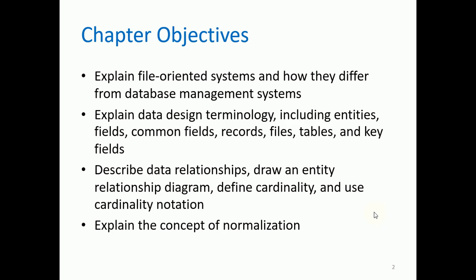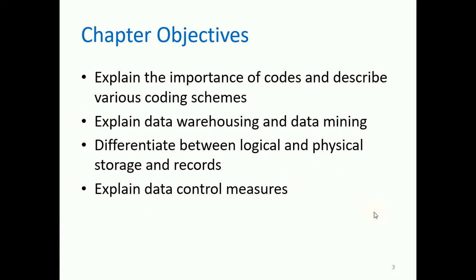The chapter objectives: explain file-oriented systems and how they differ from database management systems; explain data design terminology, including entities, fields, common fields, records, files, tables, and key fields. Describe data relationships, draw an entity relationship diagram, define cardinality, and use cardinality notation. Explain the concept of normalization. Explain the importance of codes and describe various coding schemes. Explain data warehousing and data mining. Differentiate between logical and physical storage and records, and explain data control measures.